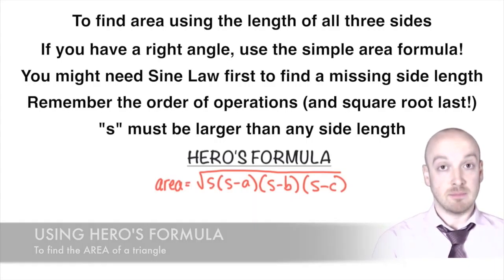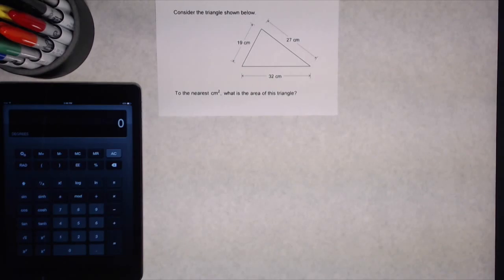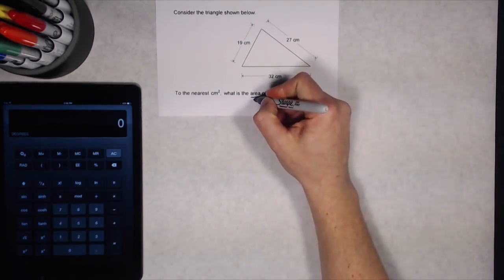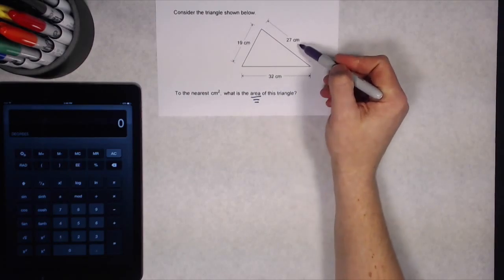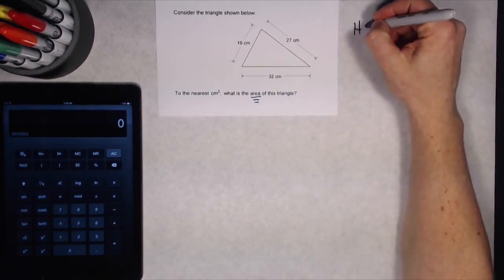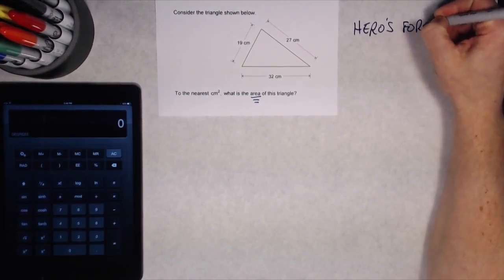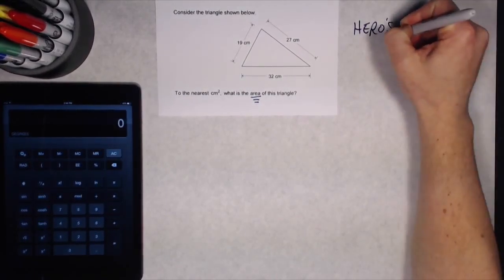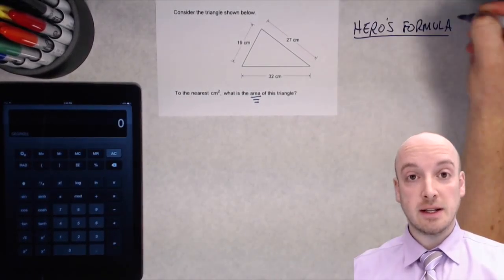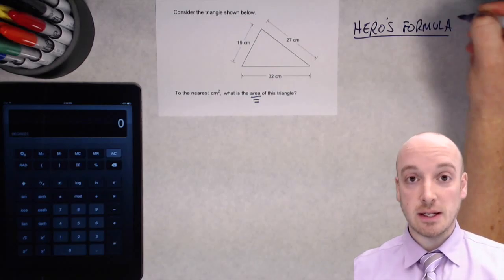Now let's take this weird looking formula and see what we can do with it. Here's an example. Here I've got a question where I can use Hero's formula because the question asks me to the nearest square centimeter what's the area of this triangle. And once I see that I'm looking for area and I've got 3 side lengths, I know that I'm using Hero's formula. Now if you didn't have all 3 side lengths here, you can't panic. Just use the sine law, find that missing side length, and then carry on with this formula.